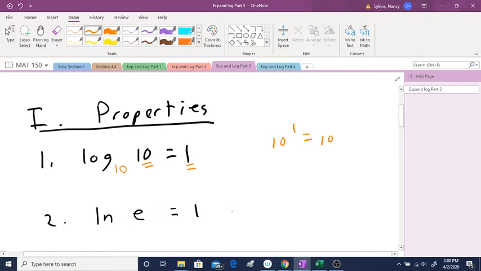The e is a base, and it's got a value similar to pi. The e's value is 2.72. Now, ln and e cancel each other out, so I want you to remember to pair them up, and it forms a 1.